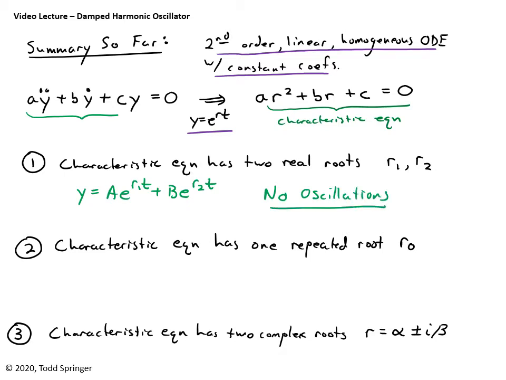You could have the characteristic equation which has one root which is repeated twice, and then we talked about how to solve the equation in that case. It turns out to look like this: a plus b times t, e to the r0 times t. And this is also a smooth function, no oscillations here.